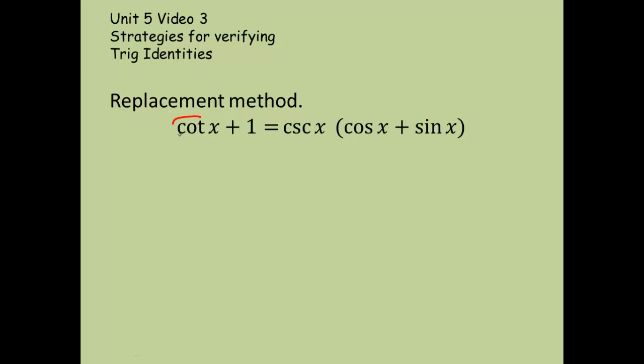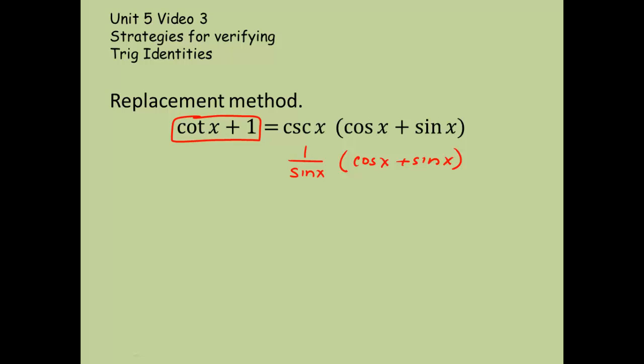So we're going to leave the left side alone. I'm not going to touch it at all. I'm not going to subtract things back and forth. I'm not going to multiply both sides. I'm going to leave that side alone, and I'm going to transform the right-hand side to look like the cotangent of x plus 1. To do this, I'm choosing the replacement method. I'm going to replace cosecant of x with 1 over sine of x. Cosine of x plus sine of x get to stay because they're already in terms of sine and cosine.